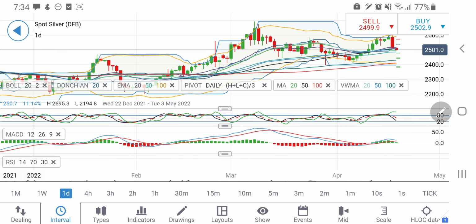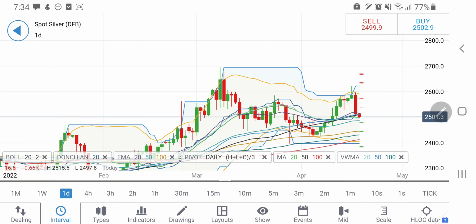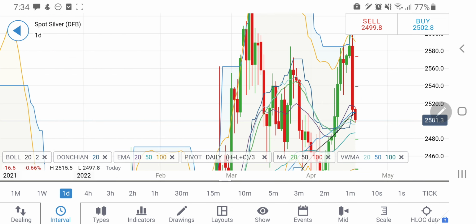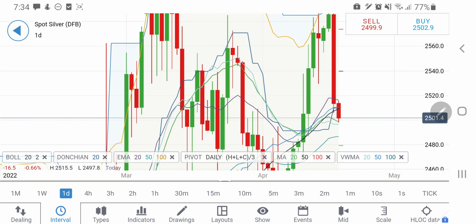Now coming back to the daily charts. On the daily charts, similarly the red candle is in formation, and it is in red.